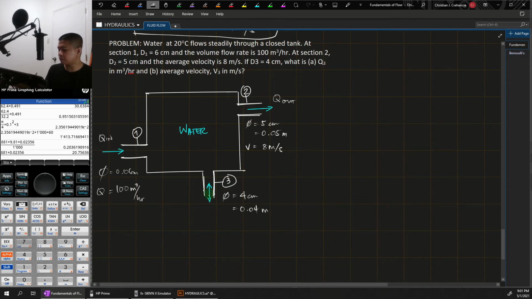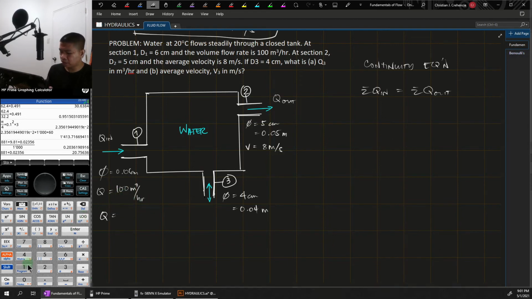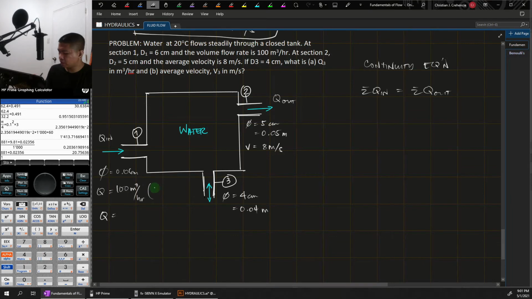Okay, so paano natin ma-determine? So the general rule lang naman is by continuity equation. Okay, so the summation of inflow must be equal to the summation of outflow. Okay, so meron tayong isang sure na in, isang sure na outflow. So let's compare yung dalawa. So meron na tayo dito, no? So convert natin to sa cubic meter per second.